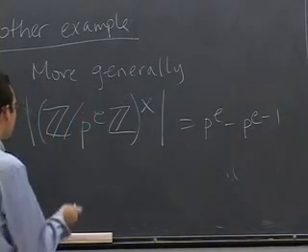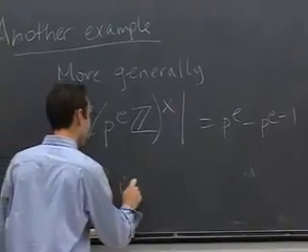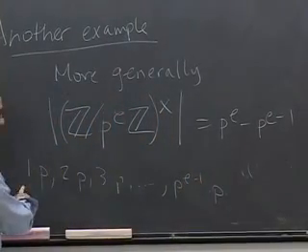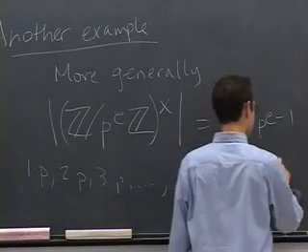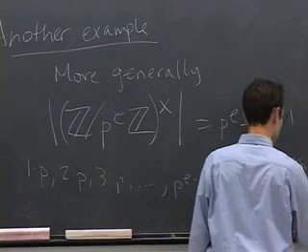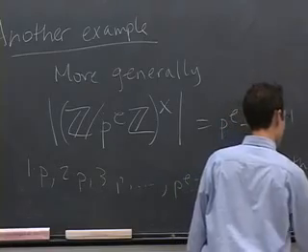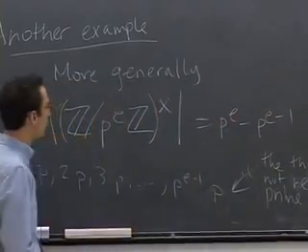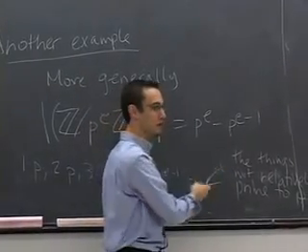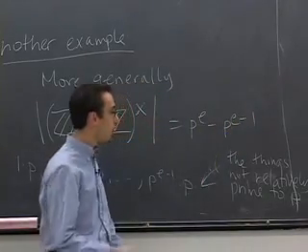What are the multiples of p? The multiples of p are 1 times p, 2 times p, 3 times p, up to p to the e minus 1 times p. These are exactly the things not relatively prime to p. So we started out with a set of p to the e things. We took away p to the e minus 1 things, which were not relatively prime, and we're left over with p to the e minus p to the e minus 1 things, which are relatively prime.